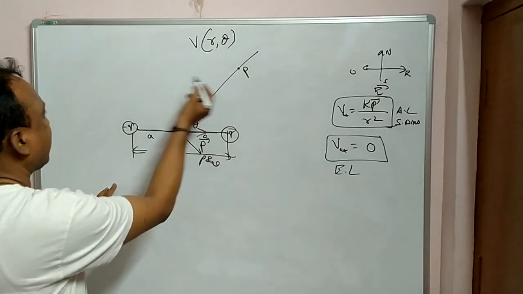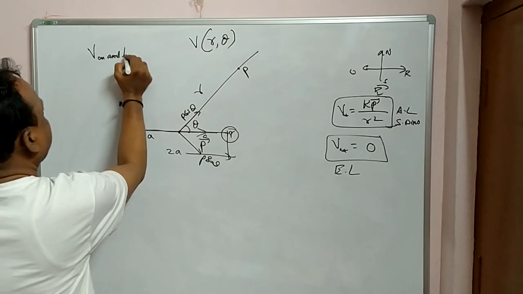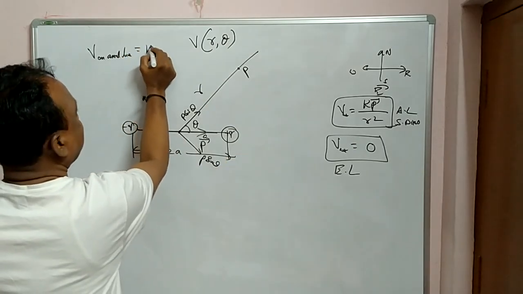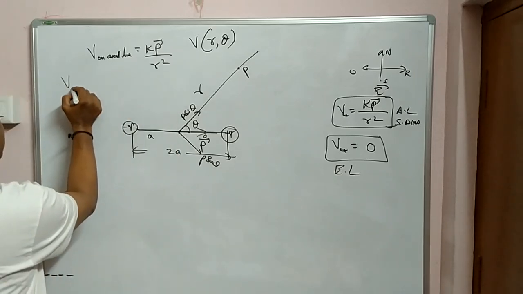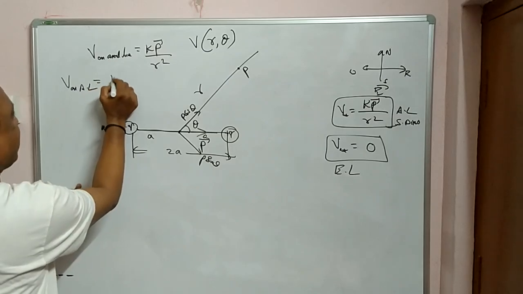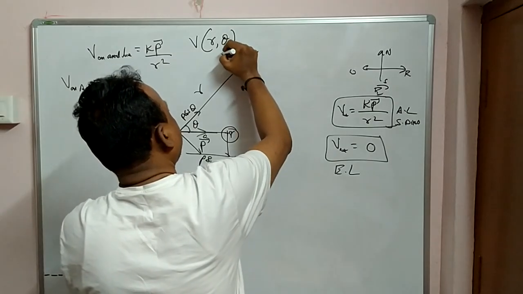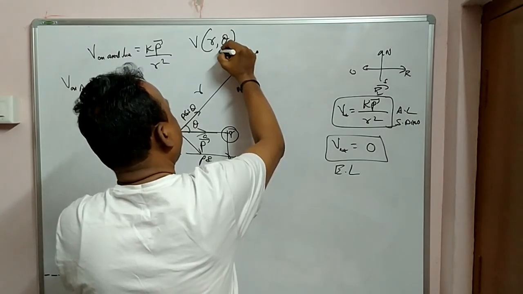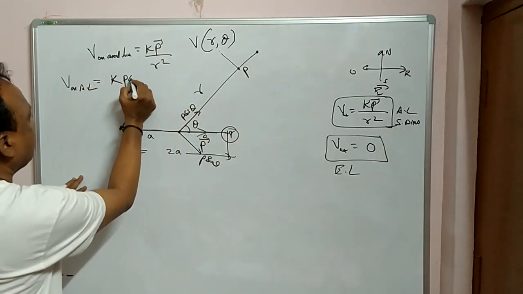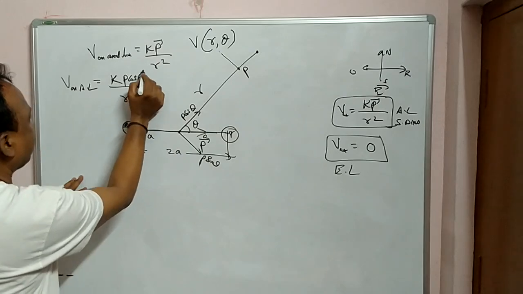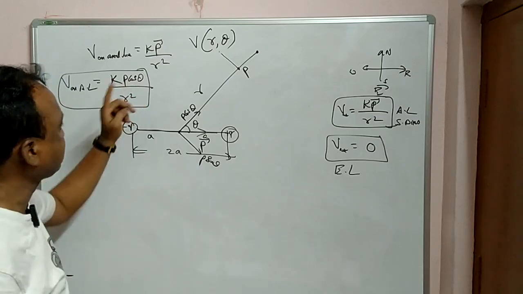So here, potential. Tell me the potential V on the axial line. What we got actually? KP by R square on the axial line. So V on the axial line is equal to KP. What is the component of P in this direction? This is the axial line and this is the equatorial line. So KP in terms of P is P cos theta. In terms of P cos theta by R square, this is the formula at any angle: KP cos theta by R square.